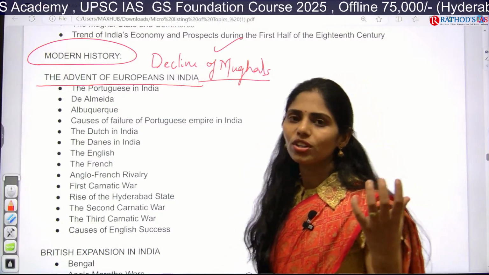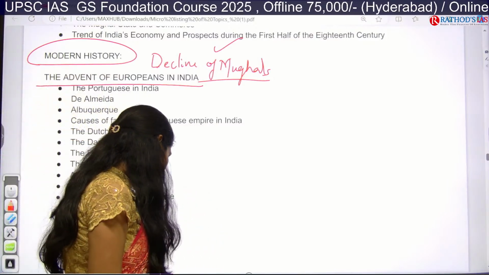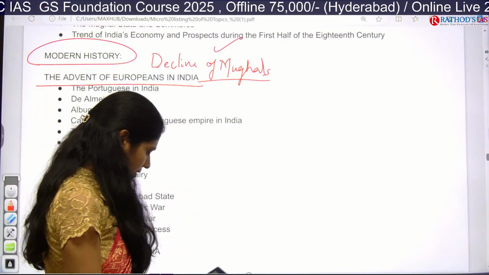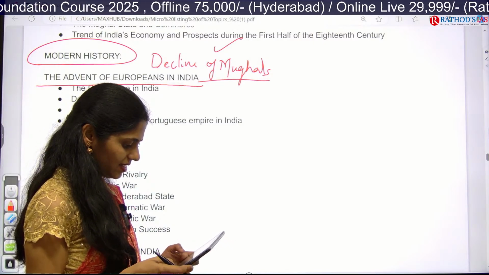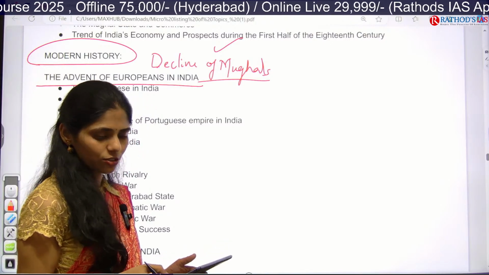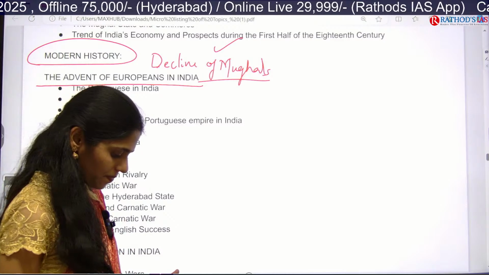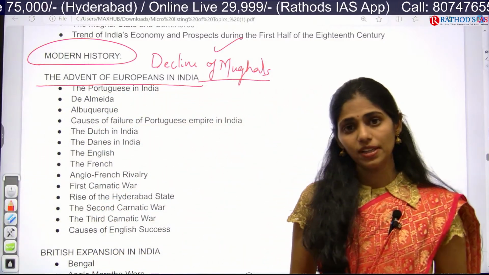So tell me, what are the reasons for this decline of the Mughals? Anyone? What are the reasons for the decline of the Mughals? I am waiting, students. Tell me, what are the reasons for the decline of the Mughals?